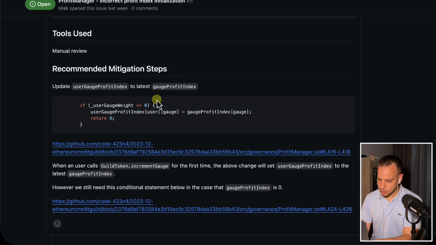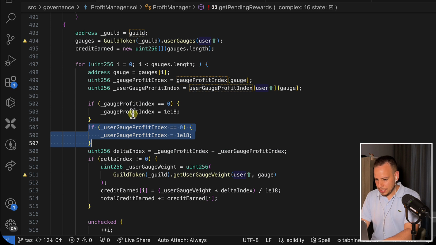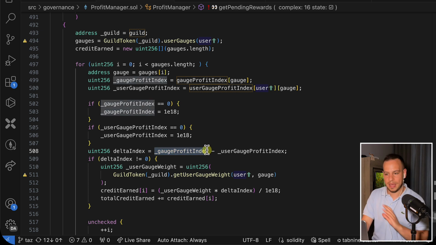So I will try to simplify it. Imagine that the lending term is making profits. This is the gauge profit, the profit that's supposed to go to everyone. And now we want to check the delta based on how much users staked, how much is supposed to get based partially of this whole profit for everyone. And because of this initialization issue, because we just put it at this number, if we call this function twice, we're just gonna claim all the rewards from everyone.